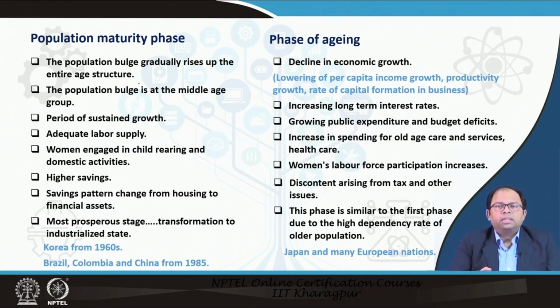Some amount of reduction in the number of women engaged in offices or working in the different sectors. Then there is higher savings. Saving pattern also changes from housing to financial assets. People instead of buying houses now buy secure financial assets, and this is the most prosperous stage, and gradually the country is transforming into an industrialized state. So, this was Korea from 1960s onwards, and Brazil, Colombia and China from 1985-90 onwards. So, this is the maturity phase.